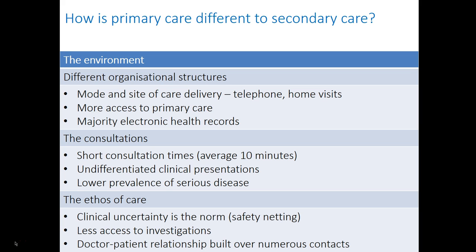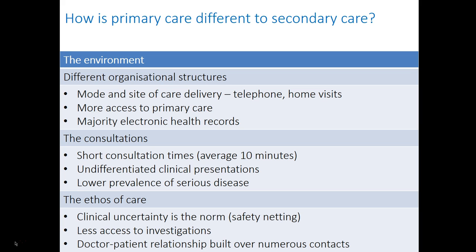When a patient is referred to a hospital clinic, the GP will have a specific diagnosis in mind and will focus on that, and in turn the hospital doctor will also focus on that. In primary care, the presentations are very undifferentiated and non-specific. There is also a lower prevalence of serious disease. Most people are not sick, whereas the prevalence of serious disease within a hospital population is significantly higher.